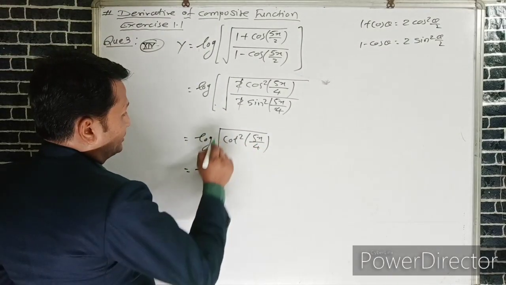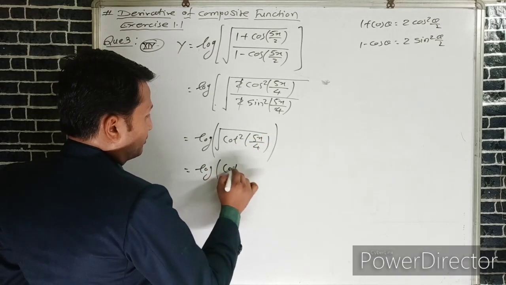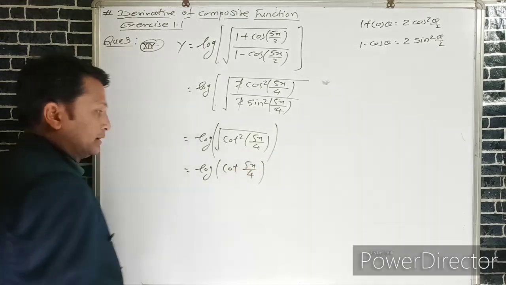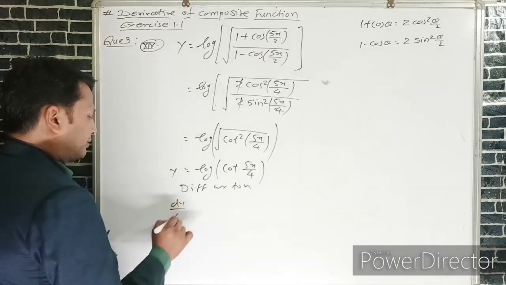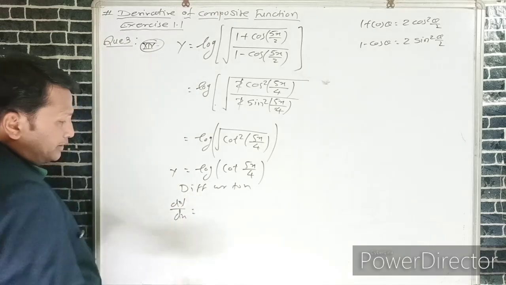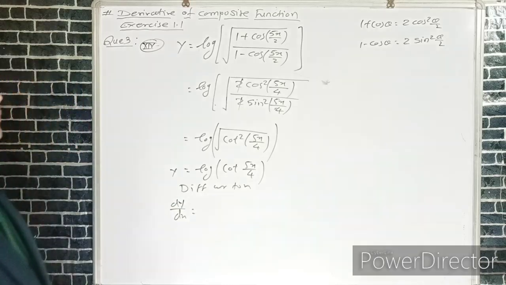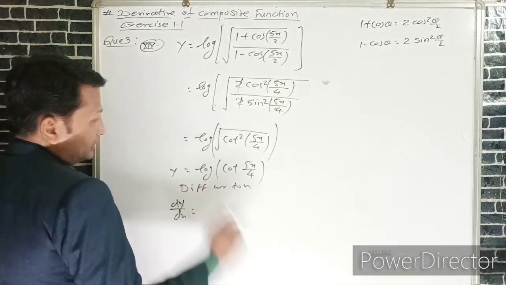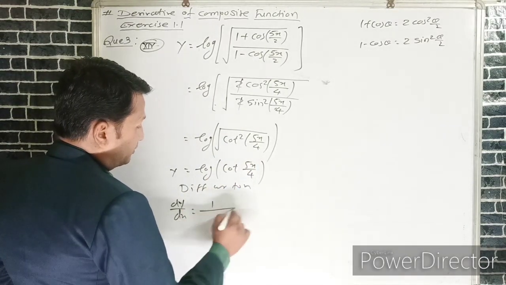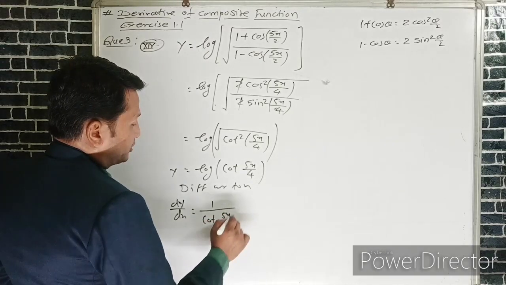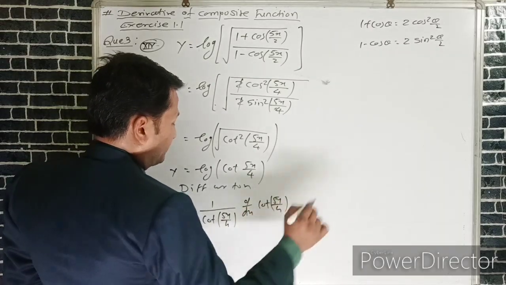Hence we can write again y is log of cot of 5x upon 4. After differentiating the given function with respect to x, we can write the derivative of y is dy by dx. Again we know that the derivative of log of f of x is 1 upon f of x into the derivative of f of x. Hence we can apply here the derivative of log of cot of 5x upon 4 is 1 upon cot of 5x upon 4, and we take again the derivative of cot of 5x upon 4.